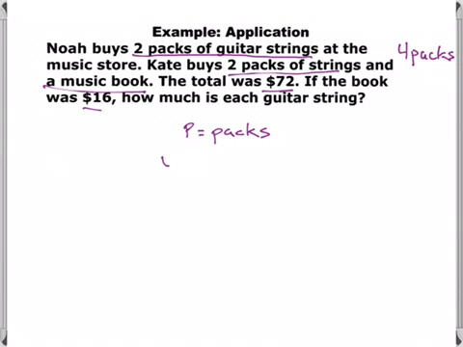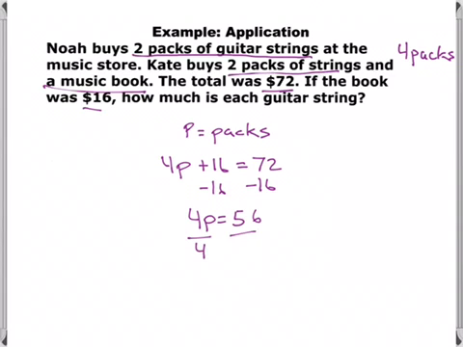We know that they bought 4 packs, and they also spent $16 on 1 book and spent a total of $72. So our equation becomes 4P plus 16 equals 72. Our next step would be to solve this. So we're going to subtract 16 from both sides. We get 4P equals 56. And then our last step is to divide by 4. And the cost per pack gives us $14. So each guitar string pack costs $14.